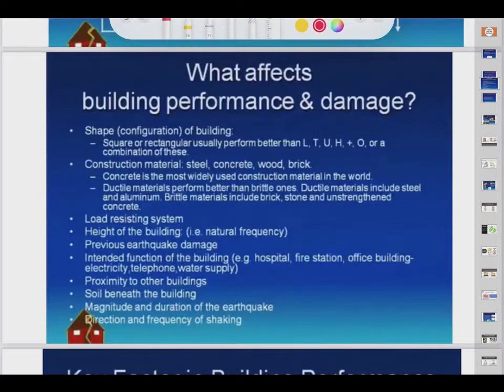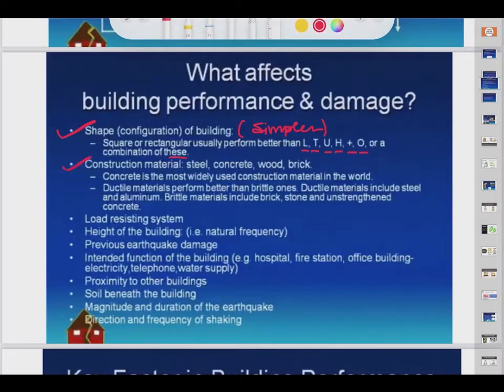So all these things are related to our previous discussion also, and there are many lessons which we have learned from the past history also. So first one is the shape or configuration of the building. Generally we prefer a simpler plan, like L, T, U, H, plus, O, or a combination of these. These plans perform better, and if the plan is complex, then we have to provide a separation joint.